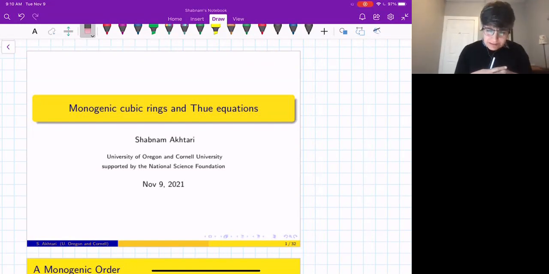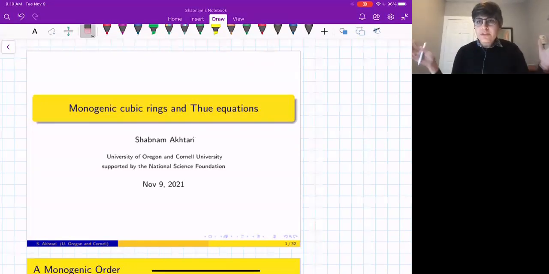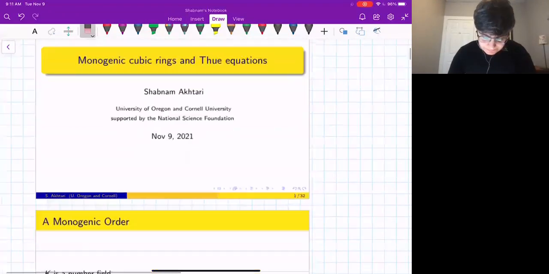What I'm trying to establish today is to show the connection of particular Thue equations to these monogenic rings, and to explain why I have to work with cubics. Of course, you can work with quartics too, but after that you really need new methods. So again, not many new results; it's mostly understanding the application of the Diophantine equation in some algebraic structures.